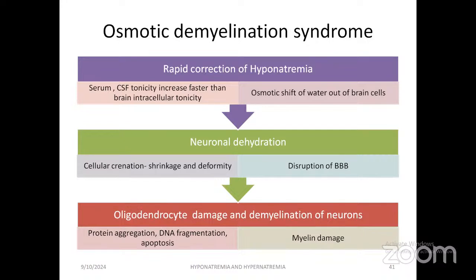There may be neuronal dehydration, which leads to cellular crenation, that is shrinkage and deformity of cells, and there is also disruption of the blood-brain barrier. This leads to oligodendrocyte damage and demyelination of neurons. There is aggregation of proteins, DNA fragmentation, and apoptosis, which leads to myelin damage.